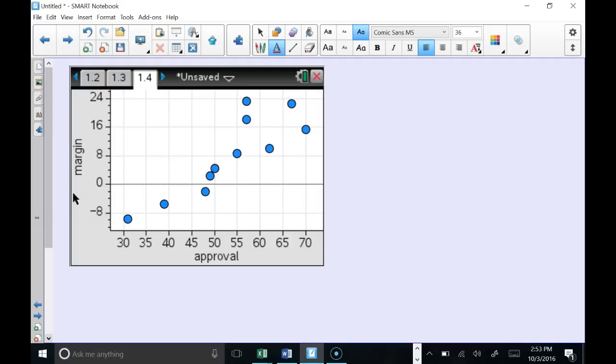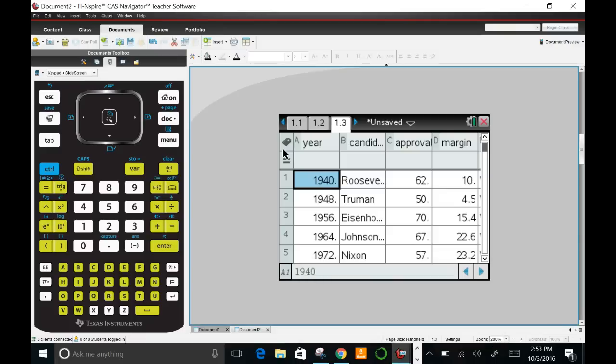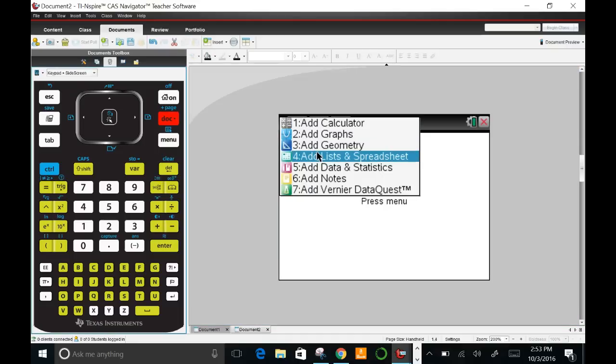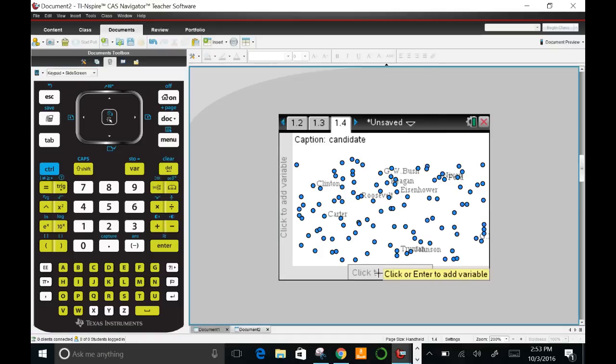Okay, let's look at this next one. It's kind of interesting. It looks at presidents over time who have run for re-election. It looks at their approval rating versus the margin of error that they won or lost with. Now, just kind of a quick aside here. If I wanted to show you how to graph this, I can go in my calculator, put all the data in my lists, and then I can add a data and statistics page.